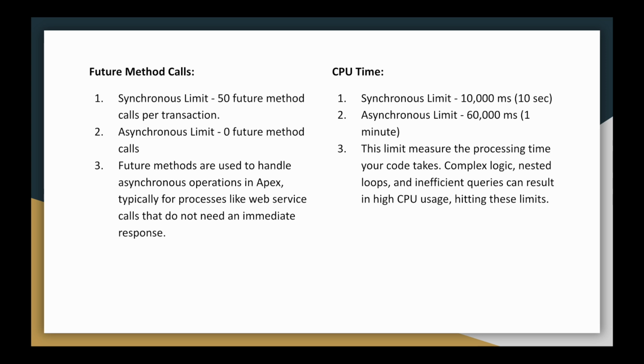So let's talk about CPU time. This limit governs the processing time our code takes. Complex logic, nested loops, and inefficient queries can result in high CPU usage and hitting these limits. For synchronous we have 10,000 milliseconds, that is 10 seconds, and for asynchronous we have 60,000 milliseconds, that is 1 minute. So we need to make sure that we don't hit these limits when we are writing our Apex code and running it.